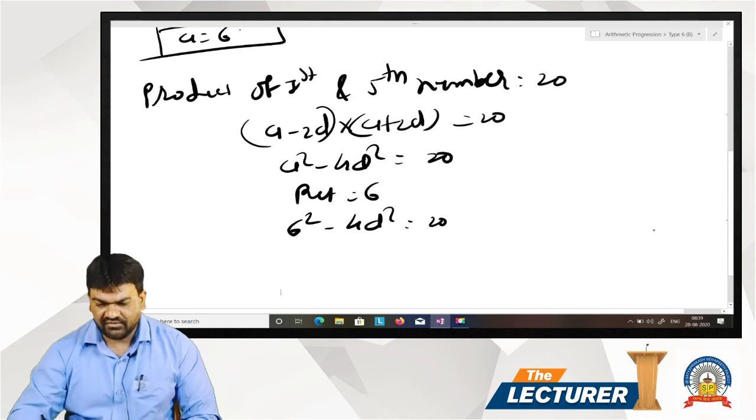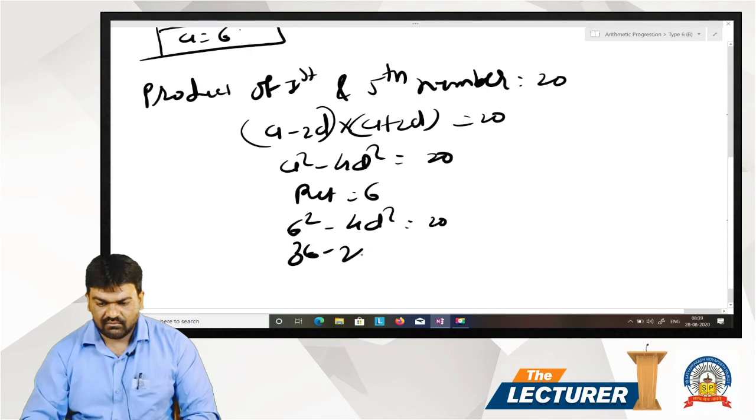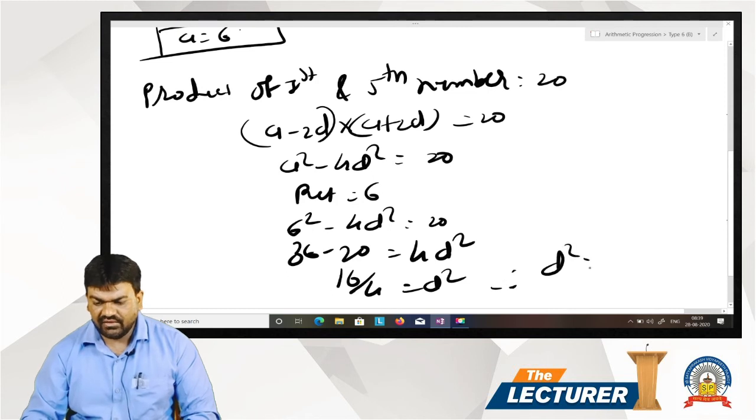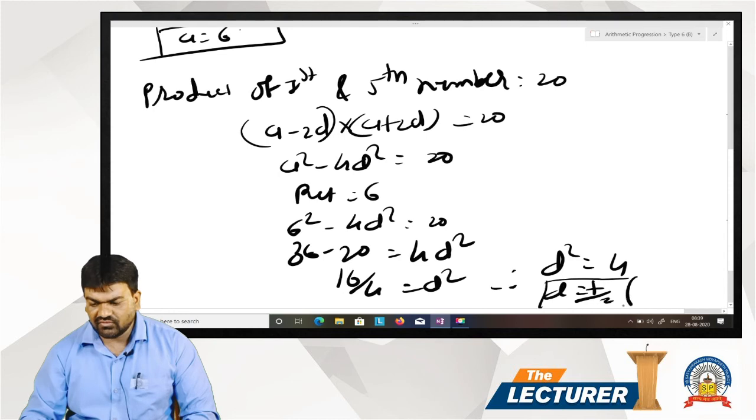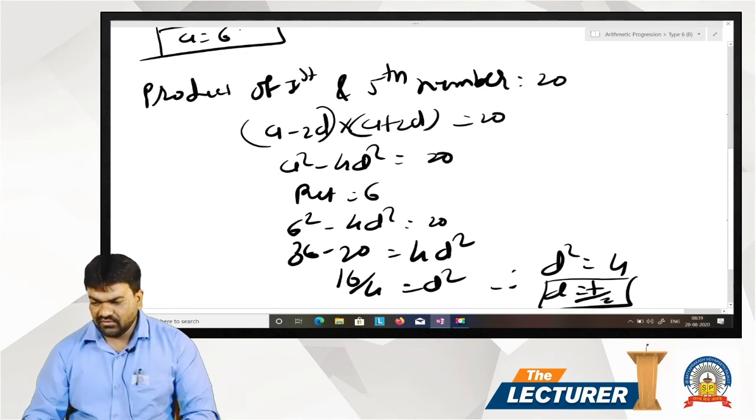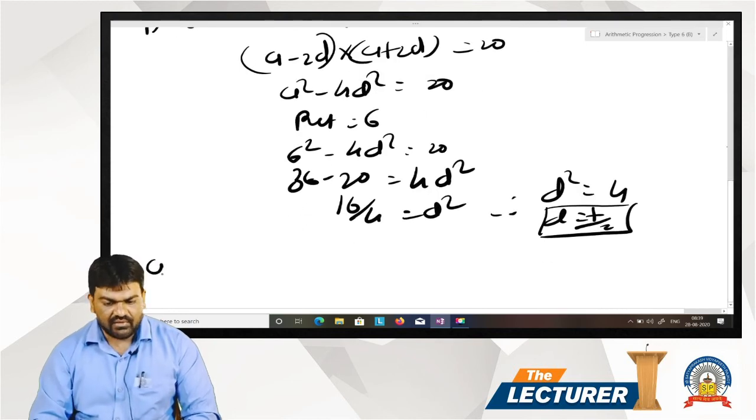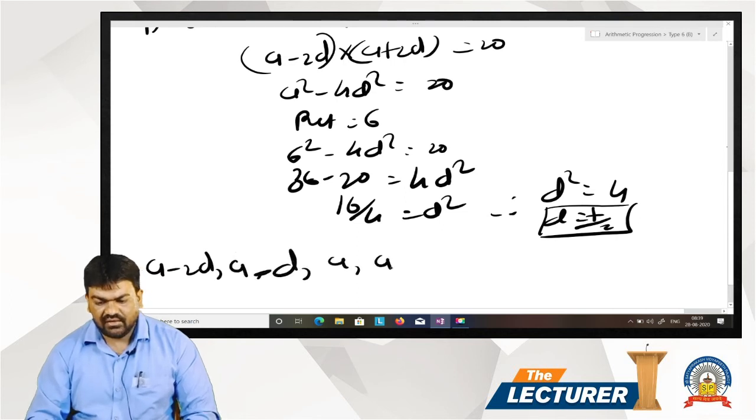6 square 36 minus 20 is equal to 4d square. 16 by 4, that is d square. So d square is equal to 4. So d is equal to plus or minus 2. Put in the numbers a minus 2d, a minus d, a plus d, a plus 2d.